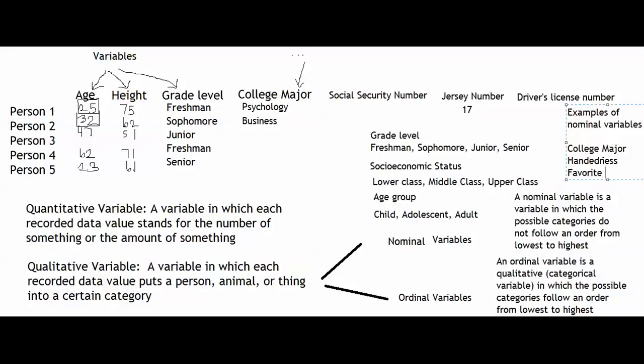What about favorite sport? Well, you have football fans, basketball fans, soccer fans, or hockey fans. Those categories don't follow an order from lowest to highest, so that would be a nominal variable, just like college major and handedness. You also have different learning styles. Some people are visual learners, and some people are auditory learners. Those categories don't follow an order from lowest to highest. All categories are equal.